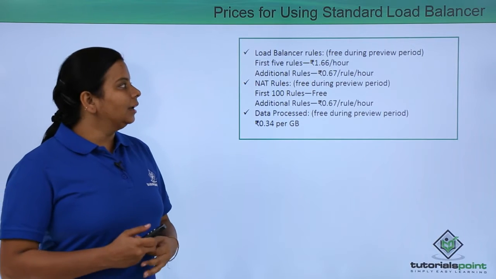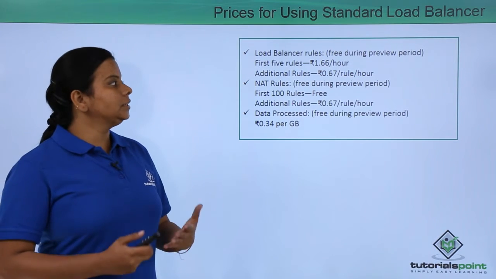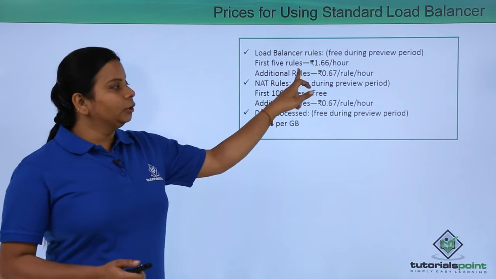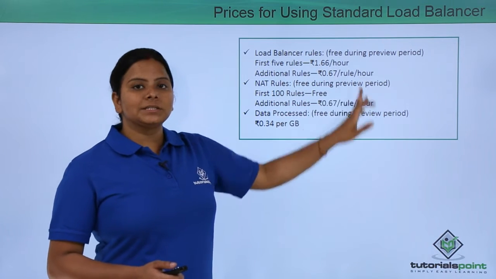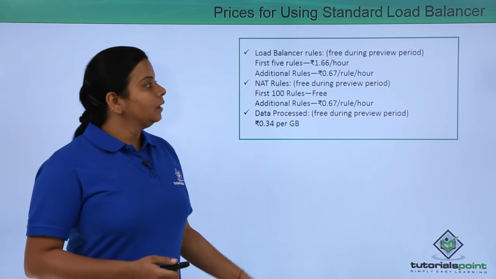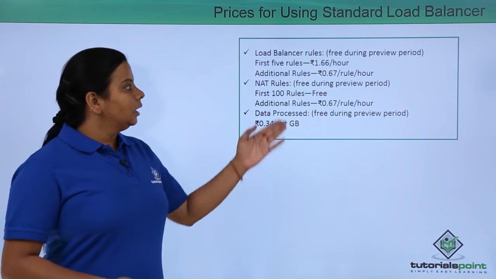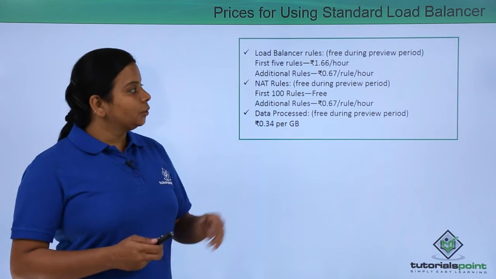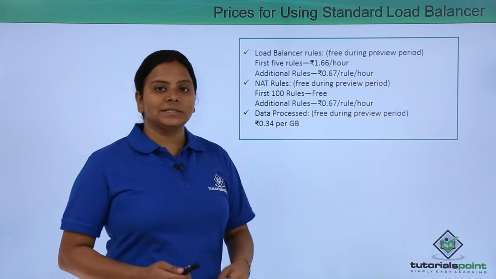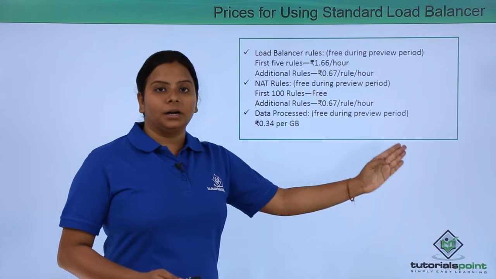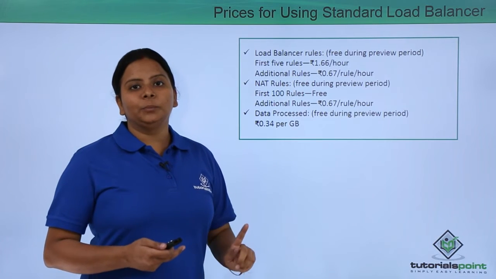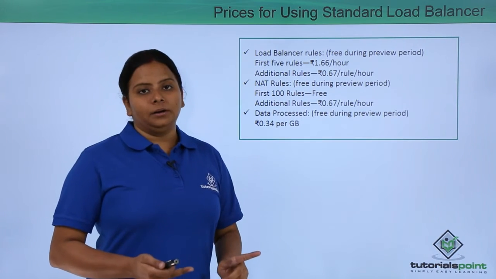Very first, if you are using load balancing rules, as we have seen, they are free during your preview period. If you are using the first 5 rules, you need to pay 1.66 rupees per hour. As we know, it is a very low charge which you are going to pay for using rules in your load balancers. Same way, we have additional rules. If you have created more than 5 rules, you need to pay 0.67 rupees per rule per hour. So if I have created 2 additional rules, I will be paying 0.67 rupees per rule per hour.